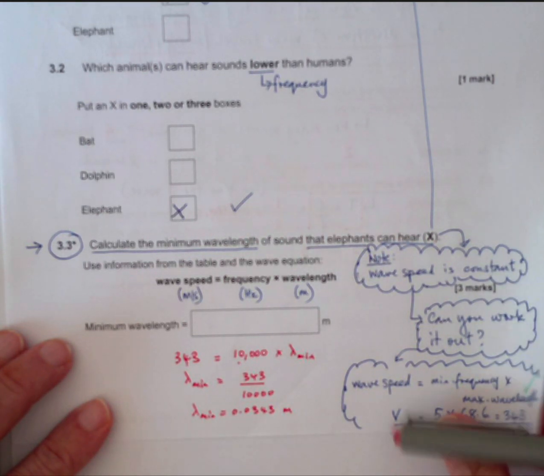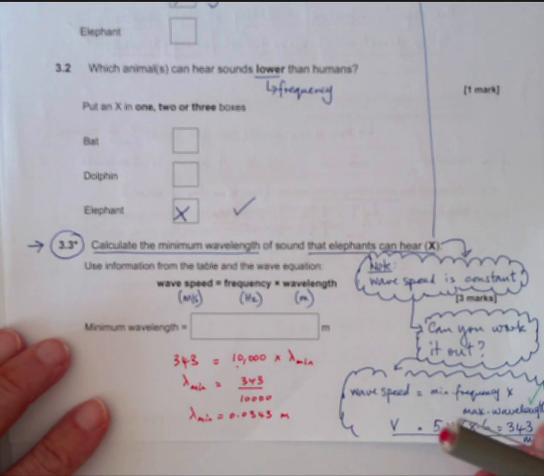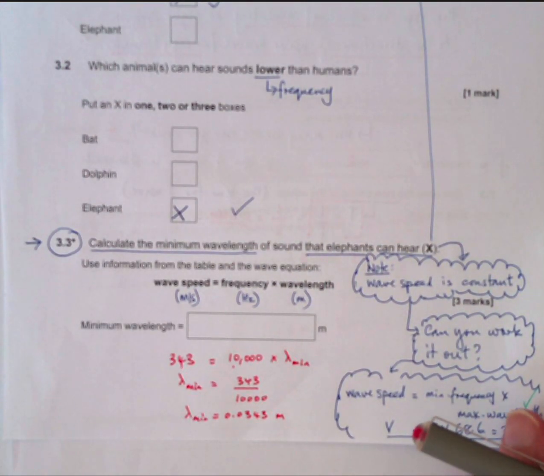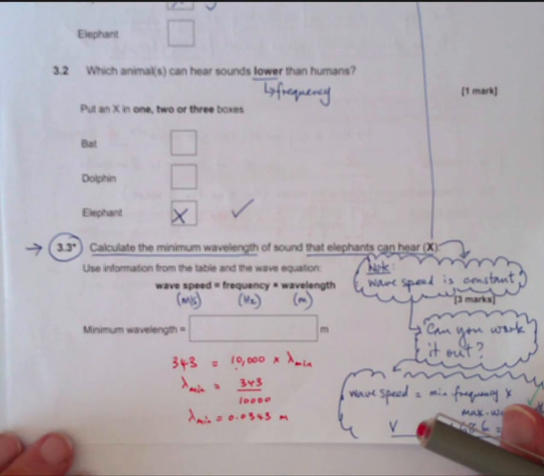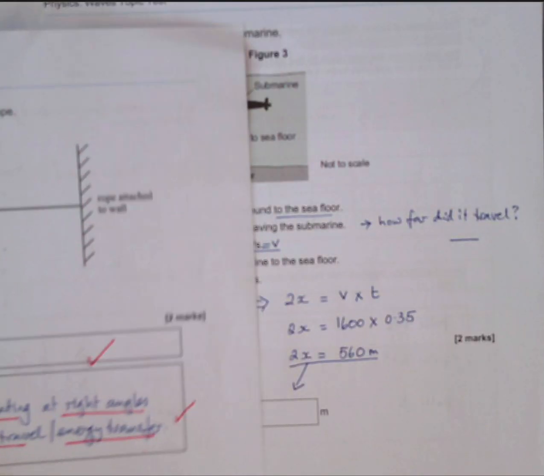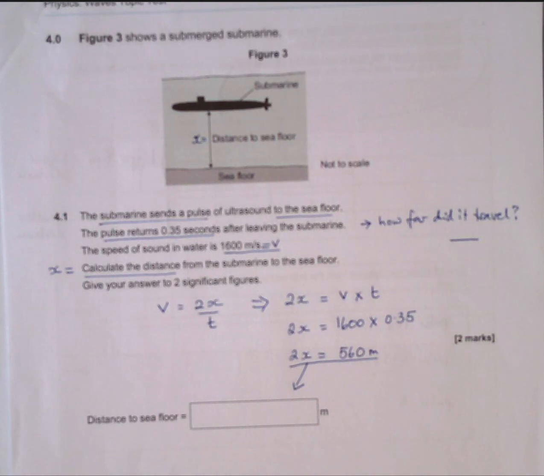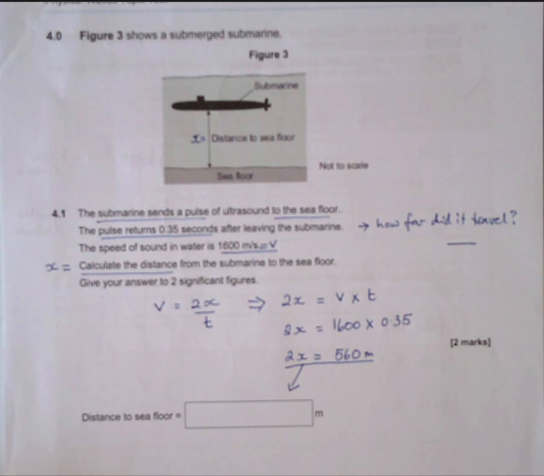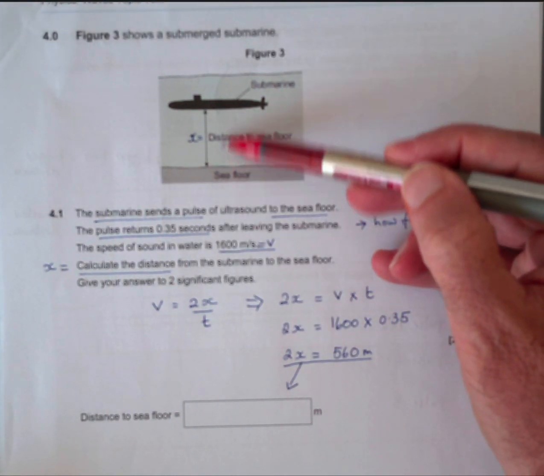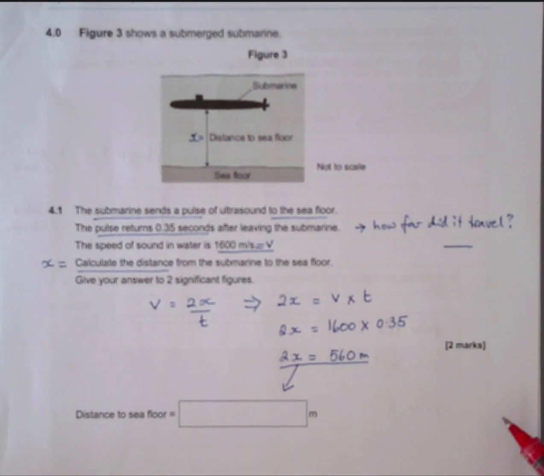None of my students got that right, but some of them did work out that you had to work out the speed to be able to determine the minimum wavelength. Okay. Finally, question 4 is about a submarine sending pulses of sound down to the seafloor and timing how long they take to come back.